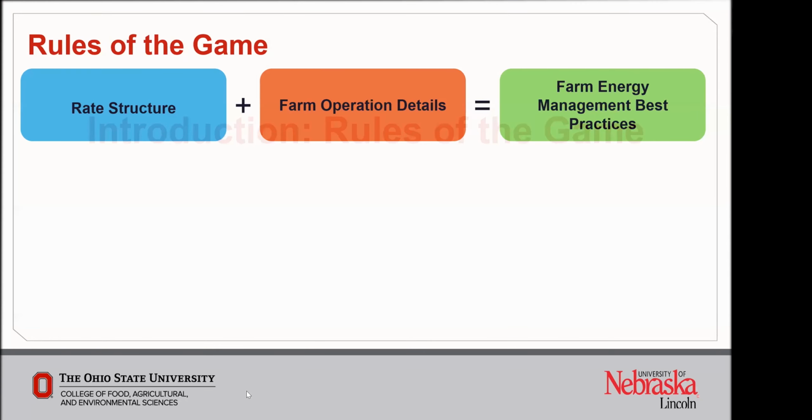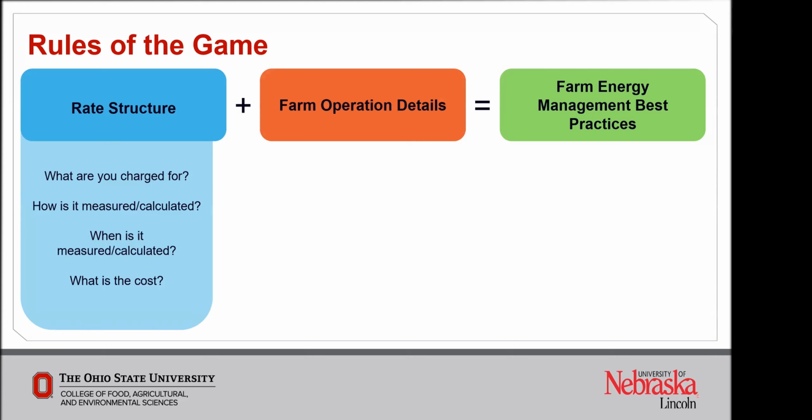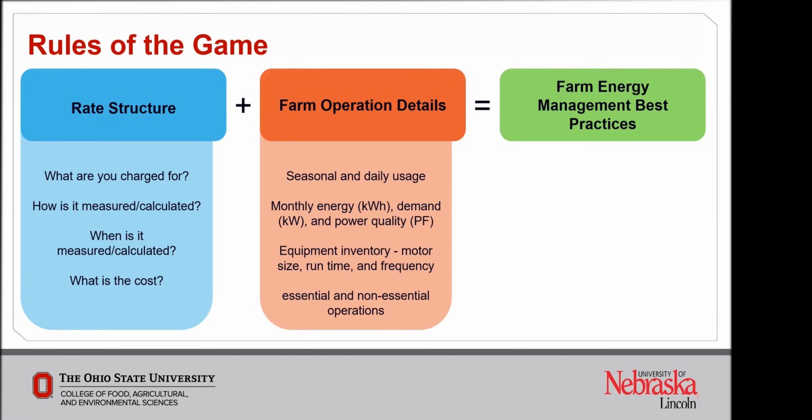What are the rules of the game? In this case, the rules are going to be the rate structure, how an operation is charged for electricity, the farm operation details themselves, how that farm uses electricity, and then finally the management practices to try to reduce those costs. So in this case, what are you charged for? Is it energy? Is it demand? Is it just a base fee for hooking up? How is that measured? When is it measured and calculated? And then finally, what are those costs?